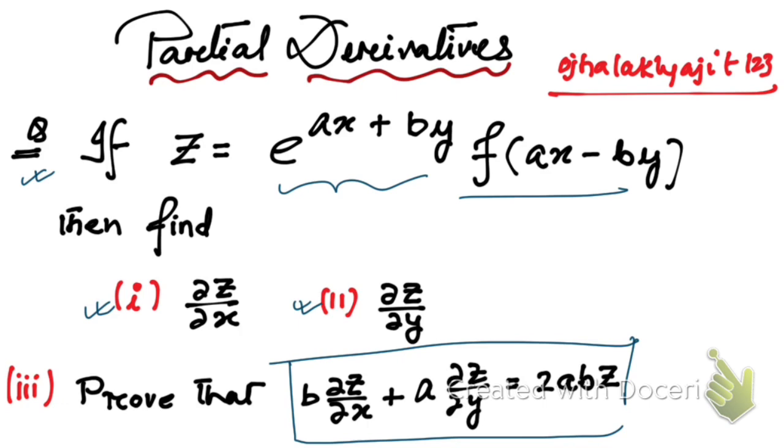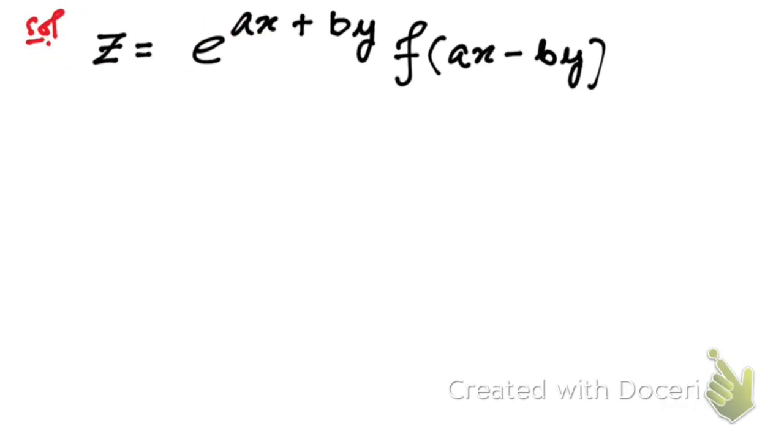Okay, so now let's start. What is given here? z is equal to this. This is z. Let me take this as equation number 1.